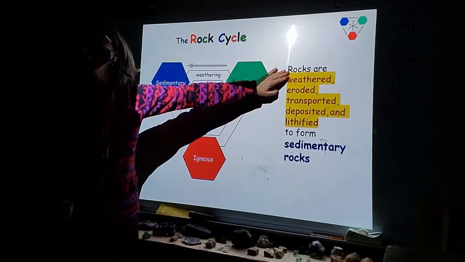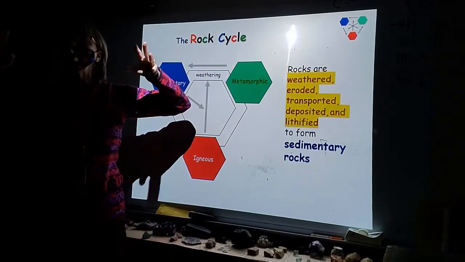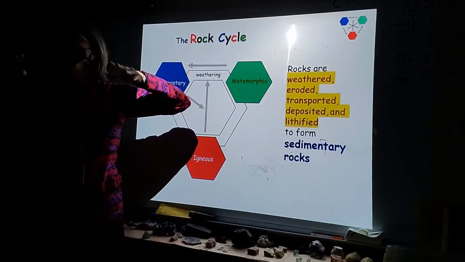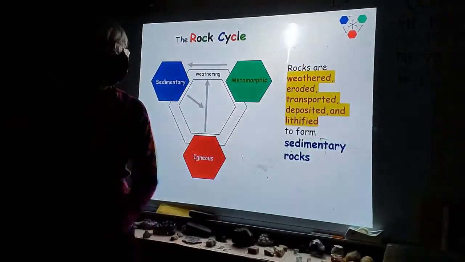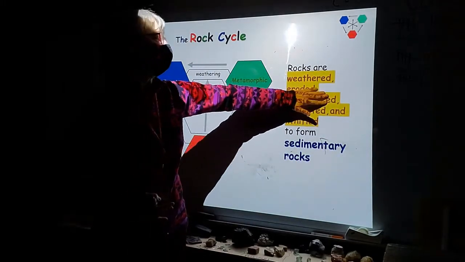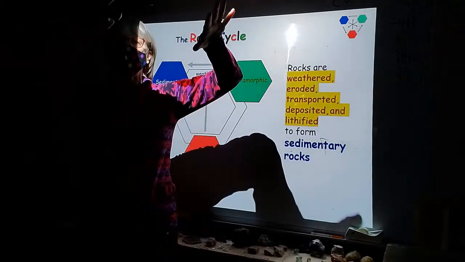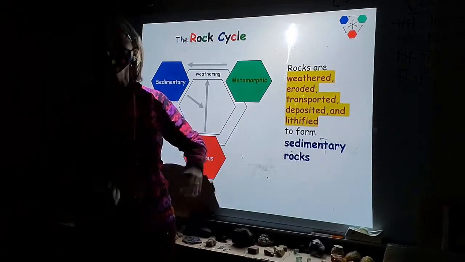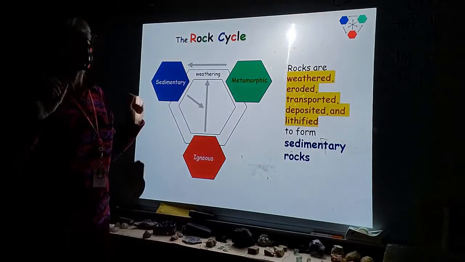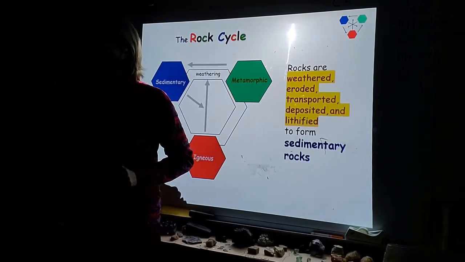You know that rocks can get weathered, right? What does that mean, weathering? When they get broken down, exactly. They get eroded, that means they get moved and transported, right? They move and get transported. They get deposited. Show me with your hands. They get deposited. And then they get lithified. They get hardened. Lithified means hardened. And they get compacted.